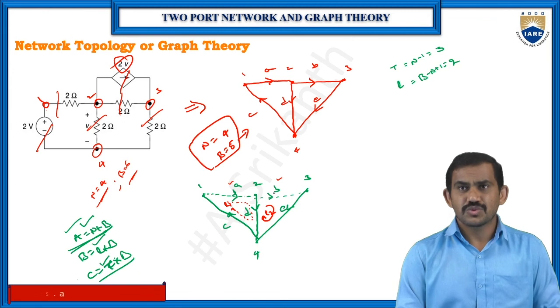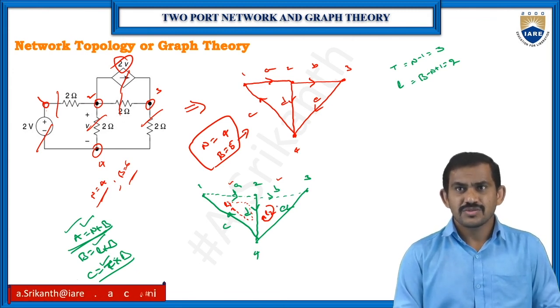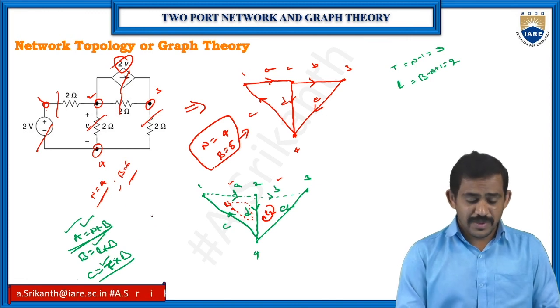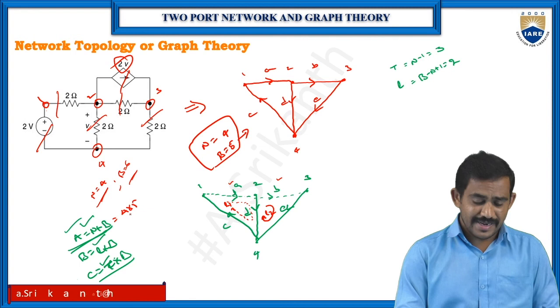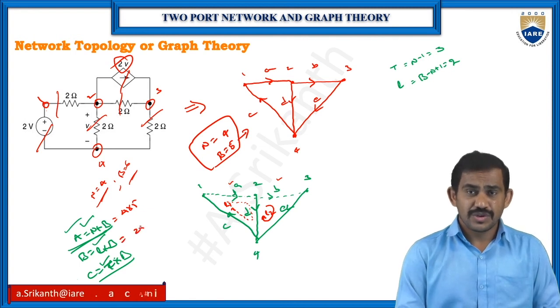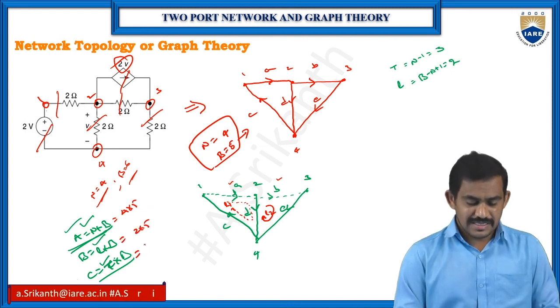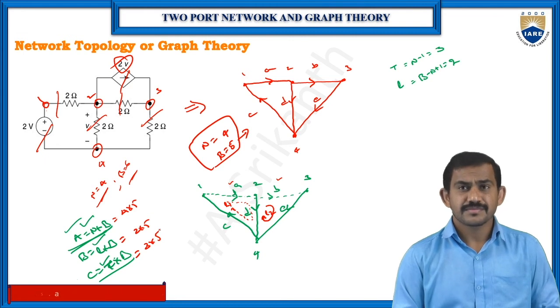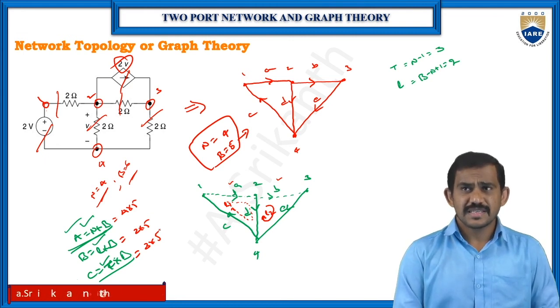And for B, this is my L2. So 2 to 3, 3 to 4, 4 to 2. This is my other loop. So 1 and 2 are my links. So the A matrix, number of nodes, is 4 into 5. Your B matrix is 2 into 5. And your C matrix is 3 into 5.